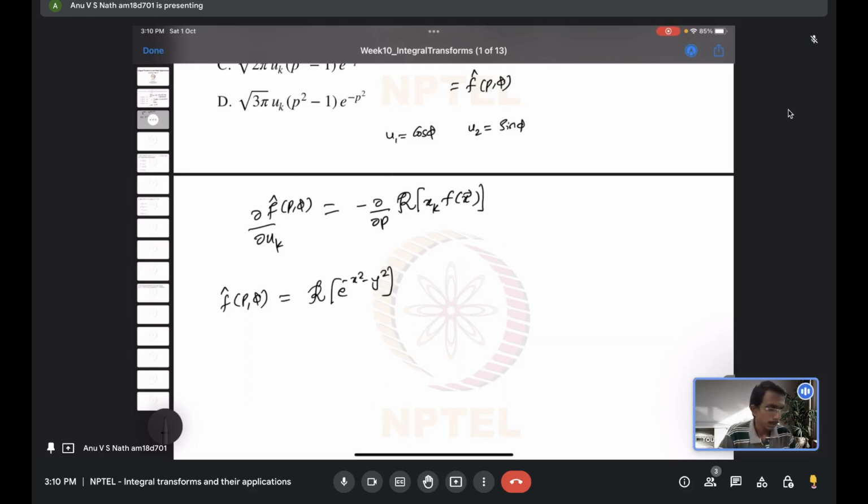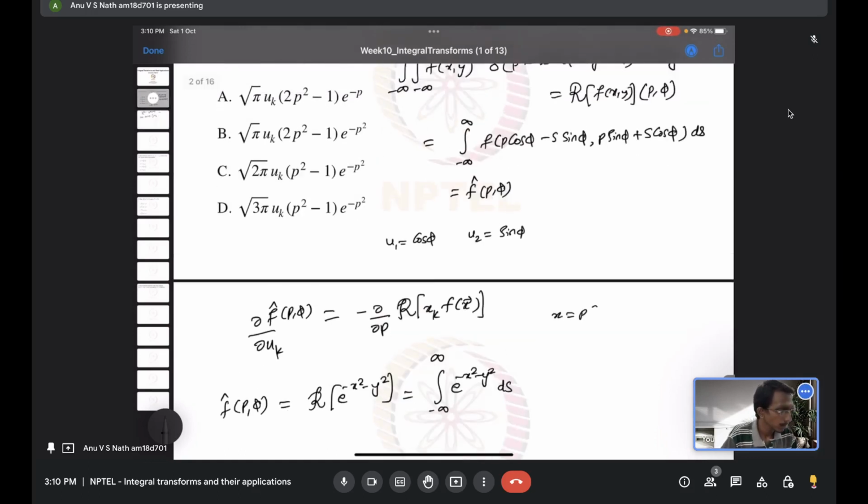In the lectures it's already shown how we can evaluate this, but anyway, I will once again go through this. So it's exponential of minus x square minus y square. Then we are integrating over the line for the variable s equal to minus infinity to plus infinity. Here notice that x is p cos phi minus s sin phi, and y is p sin phi plus s cos phi.